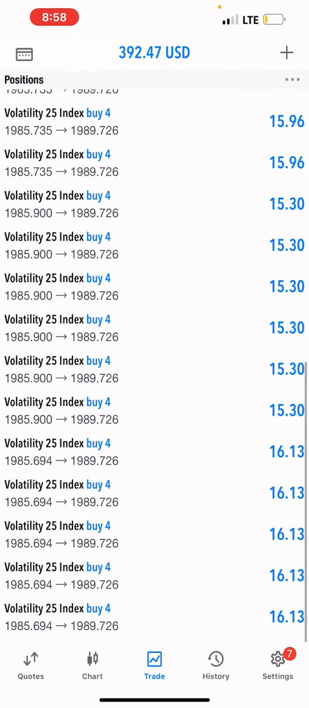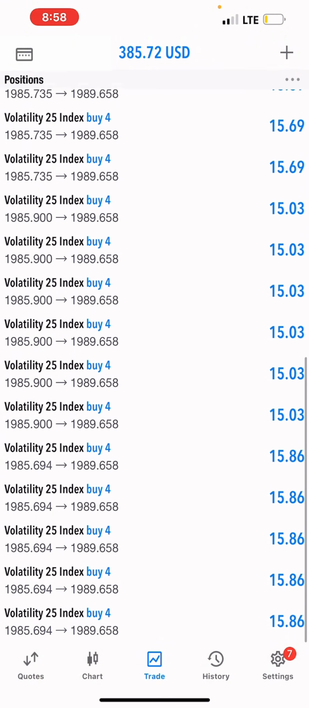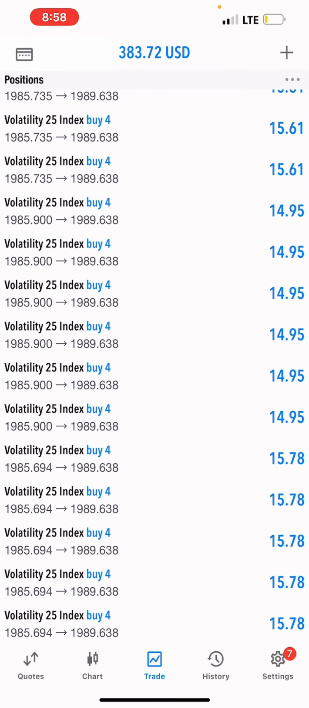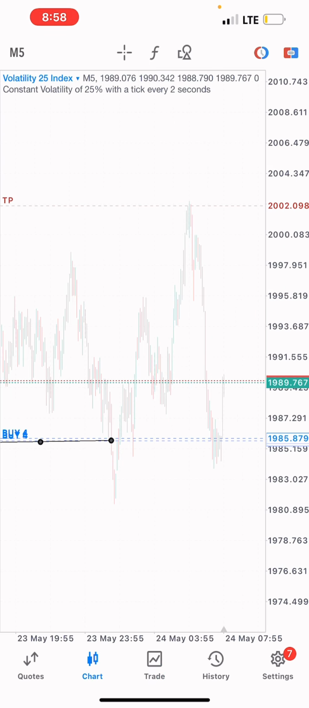So this is our Volatility 25 index trade, and it's actually running right now. I've given it to my VIP members.